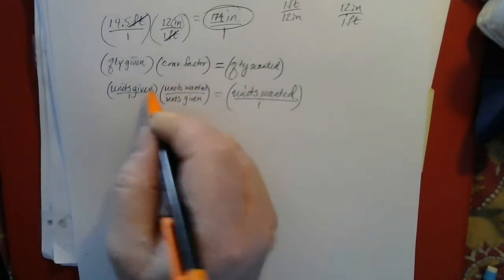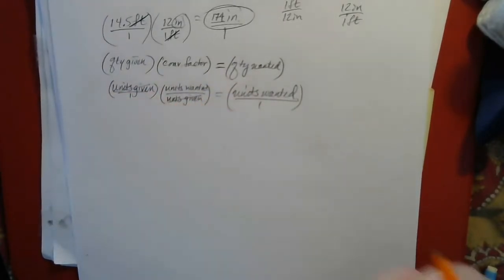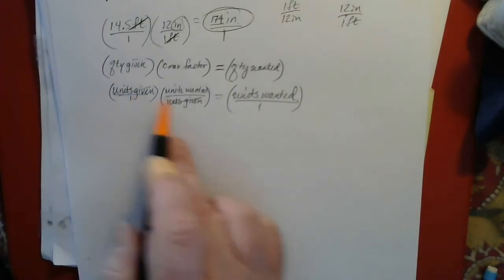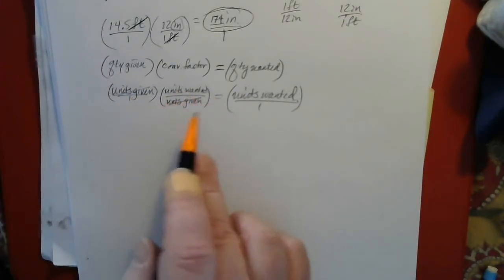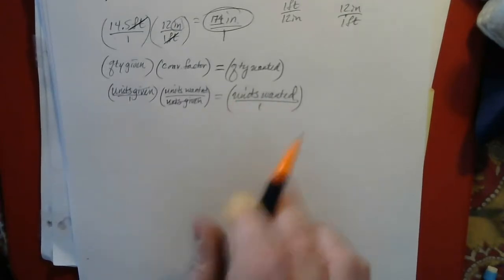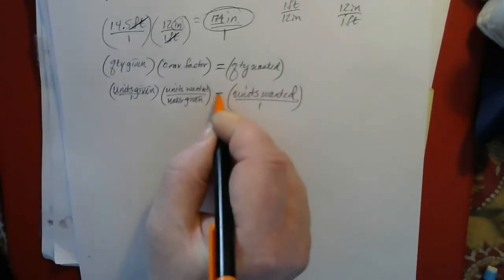So units wanted. So we end up with units given canceling out, and we end up with units wanted. So essentially, in any kind of simple unit conversion, or any individual step in a unit conversion, it's going to take the form of units given times a conversion factor in the form of units wanted over units given, which will give you units wanted.